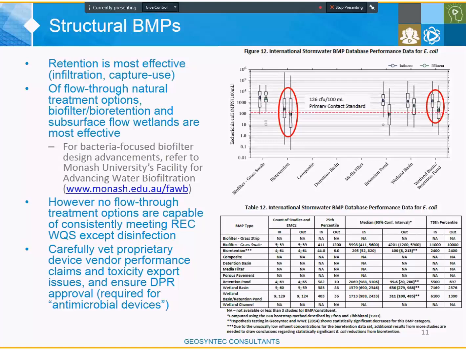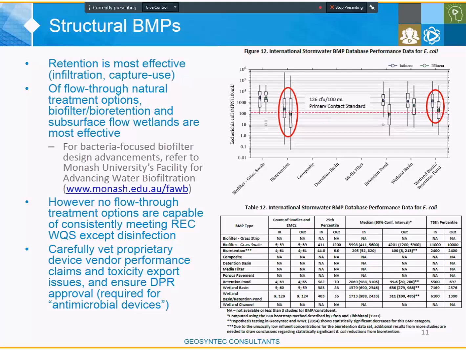And I would point folks who are looking at biofilters and bioretention for bacteria purposes to Monash University's facility. That's a university in Melbourne, Australia. They have a facility for advancing water biofiltration, and their design guidance is as advanced as anywhere in the world. So I point you to that website for some of their design advancements. But a key takeaway here with structural BMPs is that there is no flow-through treatment option currently available, as far as I'm aware, that can consistently meet the recreational water quality standard, with the exception of disinfection. That's a really important takeaway.